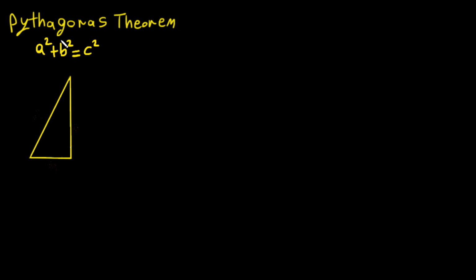Let's learn about Pythagoras theorem. Pythagoras theorem states that a square plus b square equals c square for a right triangle. Right triangle means it has a 90 degree angle.